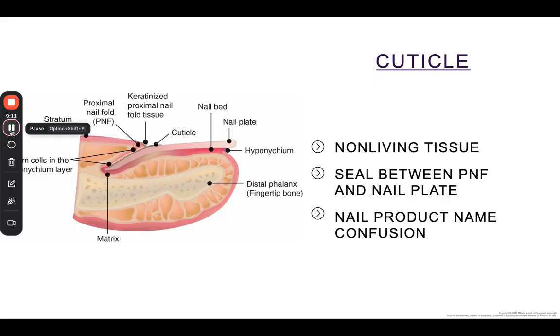The cuticle forms an important seal between the proximal nail fold and the nail plate, preventing infectious organisms from getting underneath the skin to infect the matrix or the bone. So again, the cuticle is non-living tissue. This is the portion of the nail structure that we push back when we are preparing for our nail enhancements and nail services.